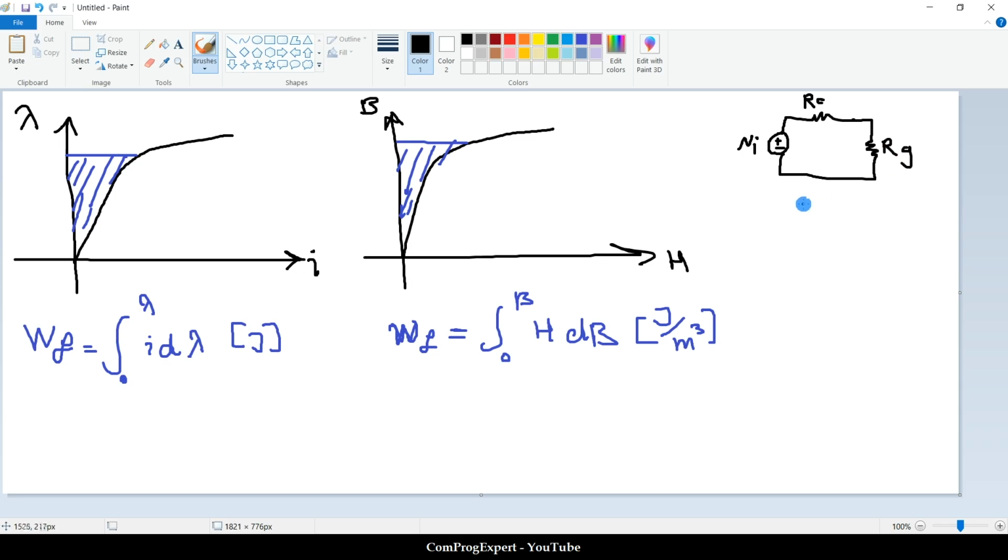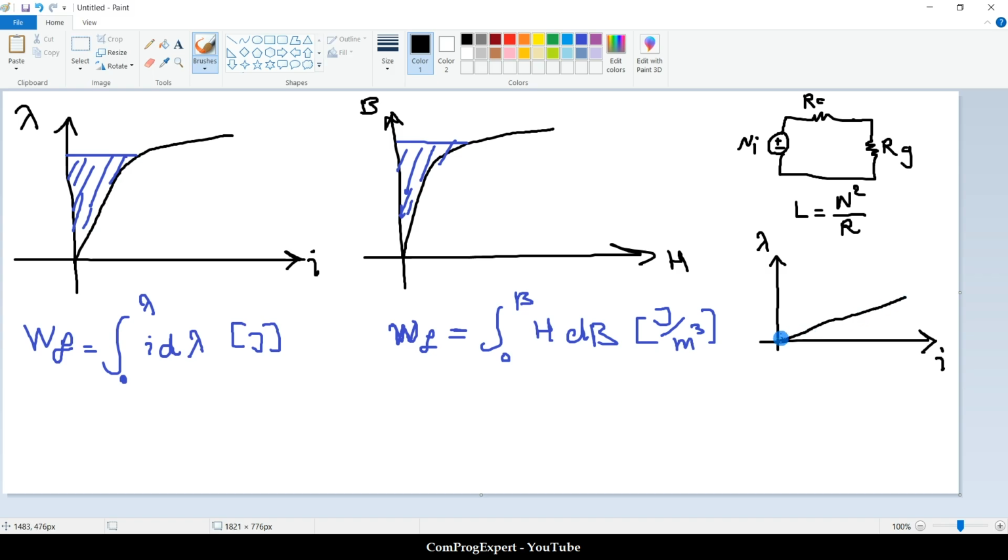What is the value of the inductance? It is n to the power 2 divided by reluctance. So you know that inductance is the slope of this line, okay, the slope of this line. Lambda is Li. So when the value of the gap is high, we will have this line, we will have this slope.